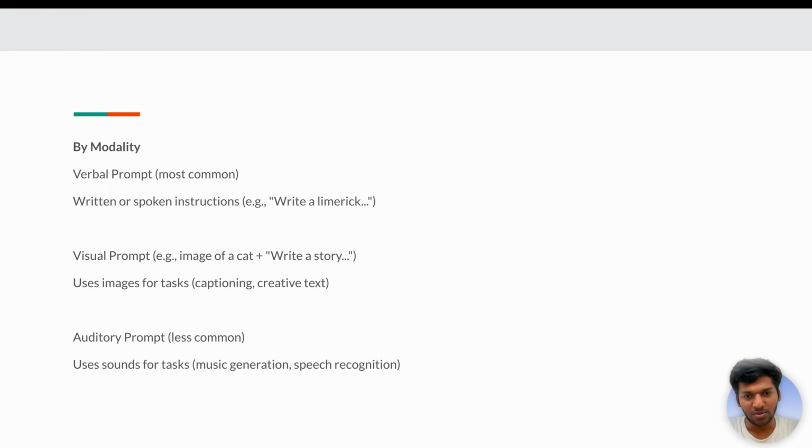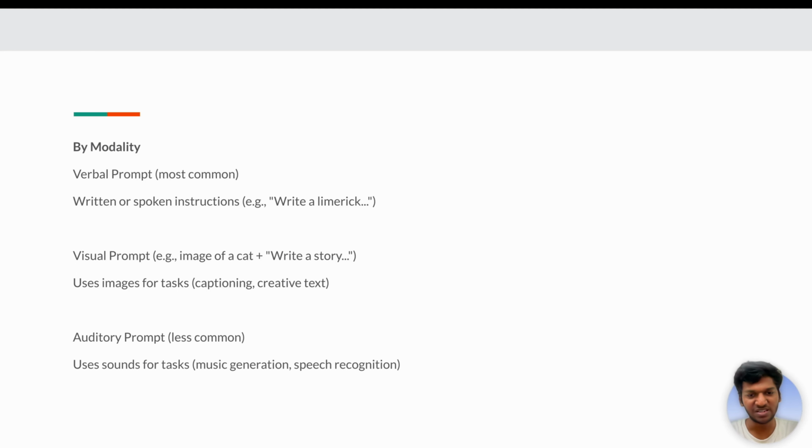Next comes the auditory prompts. These are prompts that use sounds or audio recordings to provide the context, right? This is a less common type, but it could be used for tasks like music generation or speech recognition. For example, prompts like "continue the musical piece in the same style." Some artists would have put on a style and created some music. We could continue the music with music generation LLMs.